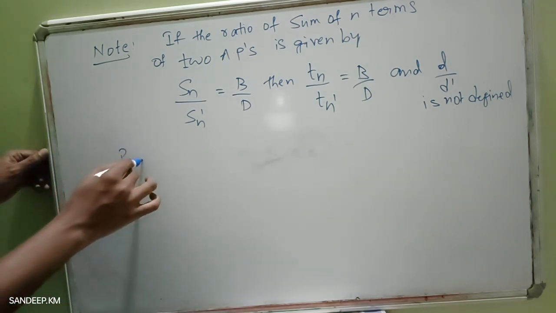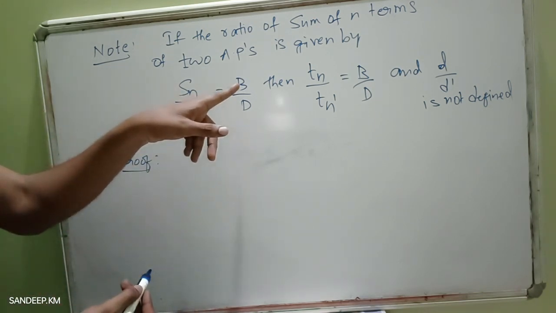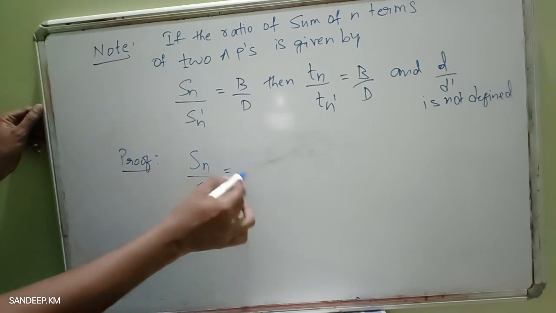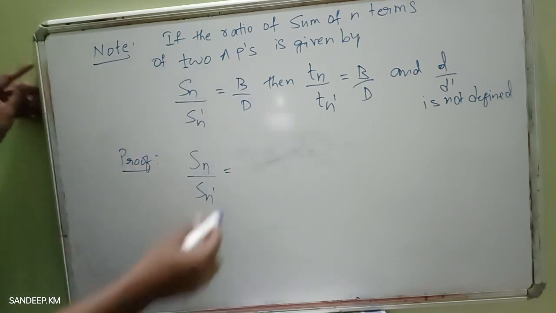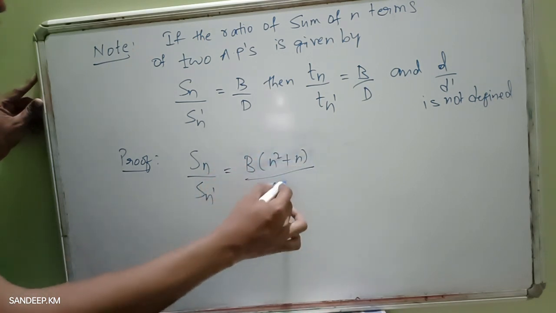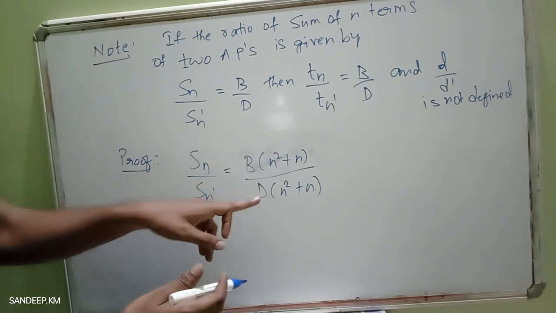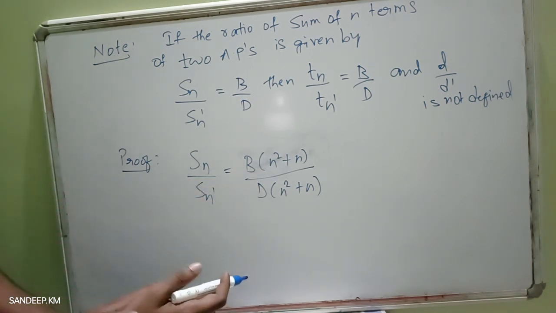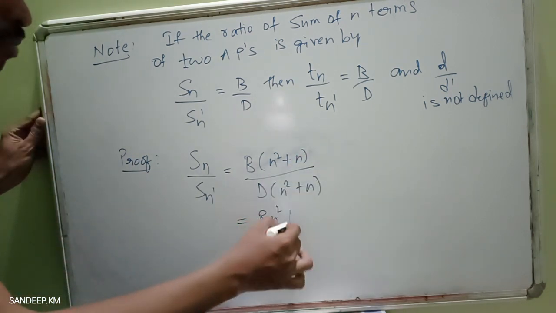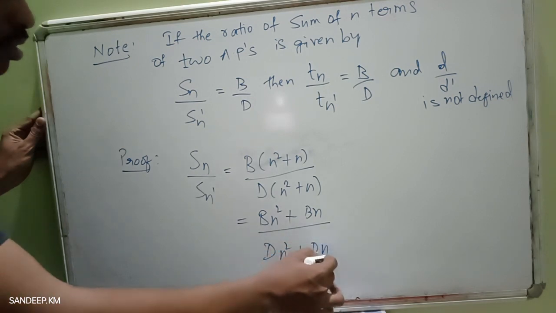If you want to prove it, let us convert the numerator as a quadratic polynomial without constant. How? Multiply the numerator and denominator with n square plus n. So b into n square plus n by d into n square plus n. I have converted the numerator and denominator as quadratic polynomials without a constant. So now this is bn square plus bn divided by dn square plus dn.